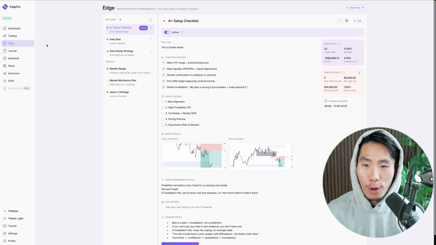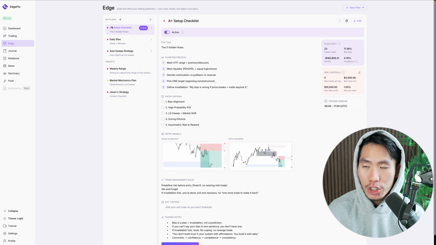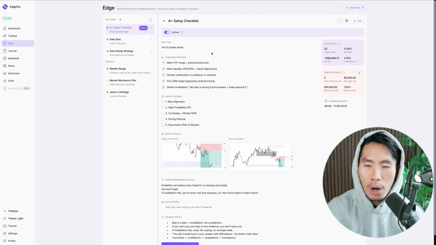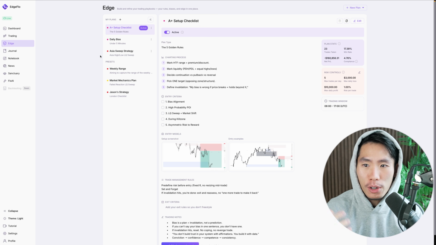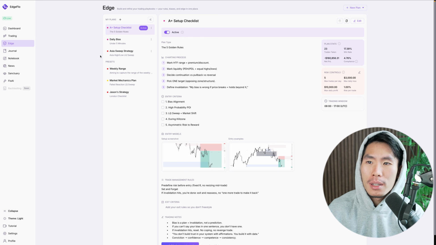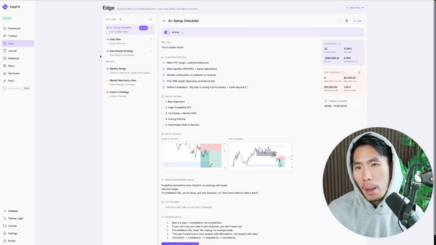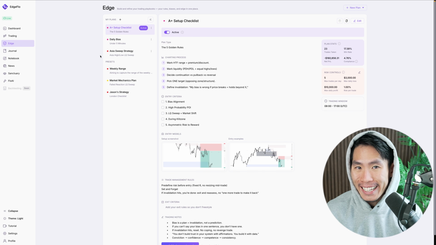This app is called Edgeflow for a reason, because it helps your edge flow into execution. Edgeflow literally stands for edge plus flow. And your edge in this case is your trading plan. Your flow is how you execute it on a day-to-day basis. And the thing is, most traders, they have an edge in their head or in a PDF, but it doesn't translate into consistent actions because sometimes they forget to look at it, they forget to review it, they don't feel like reviewing it. But Edgeflow turns it into a workflow that you can follow every single day.